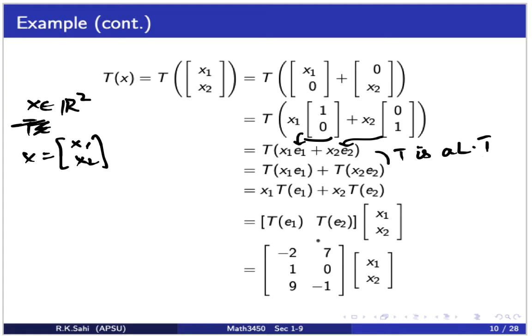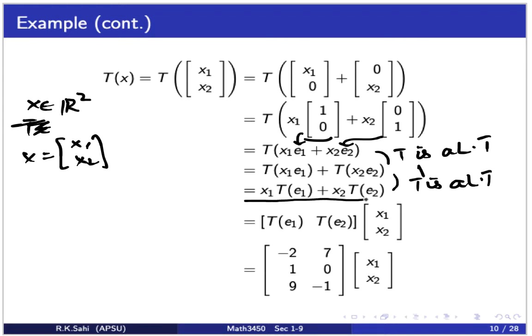Okay, now let's look at individual T's here. So when T acts on x1 E1, it also preserves scalar multiples. So that means you can take the x1 out and you have x1 T of E1 and x2 T of E2. Once again, T is a linear transformation. Now, look at this one.